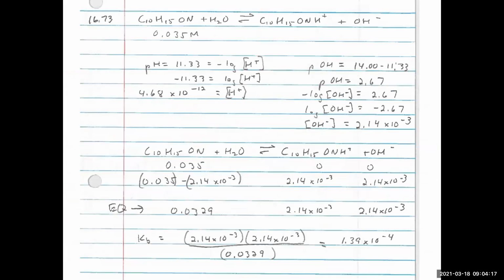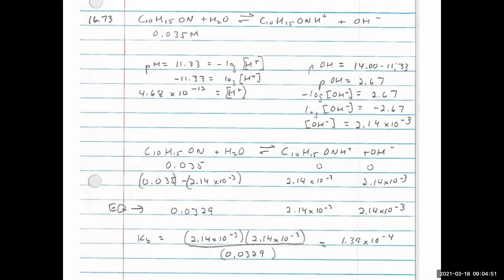Okay, let's take a look at 1.73. In 1.73, they're talking about ephedrine. That's the stuff that's in a lot of the decongestants. They're telling us that a 0.3035 molar solution of ephedrine has a pH of 11.33. We want to know the equilibrium concentrations, and then we also want to calculate the Kb.